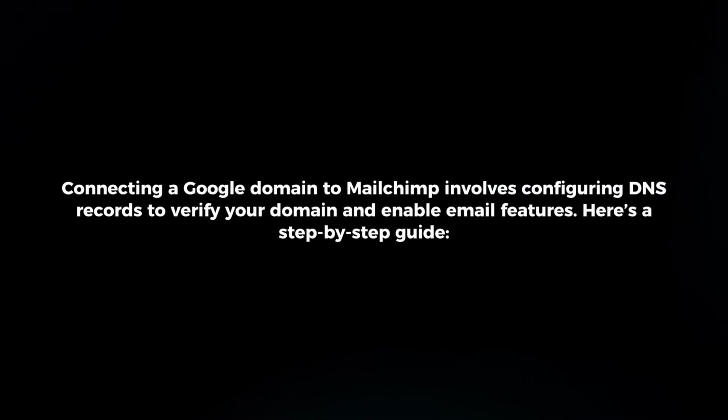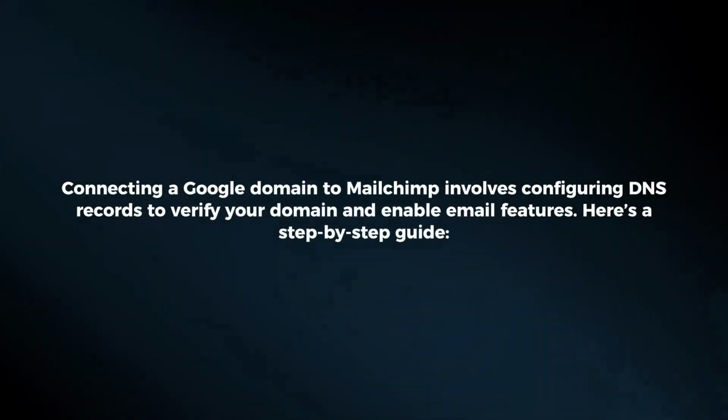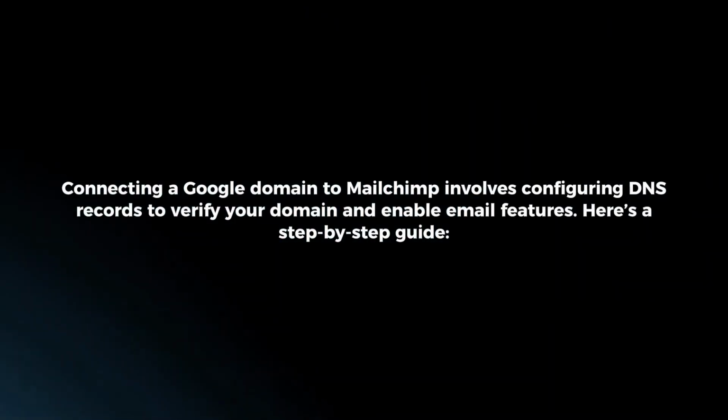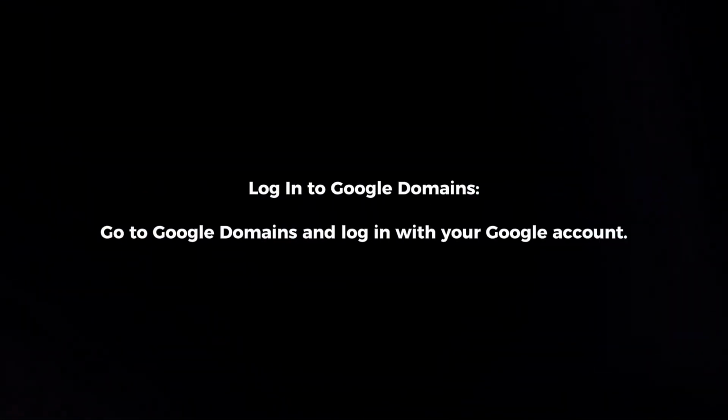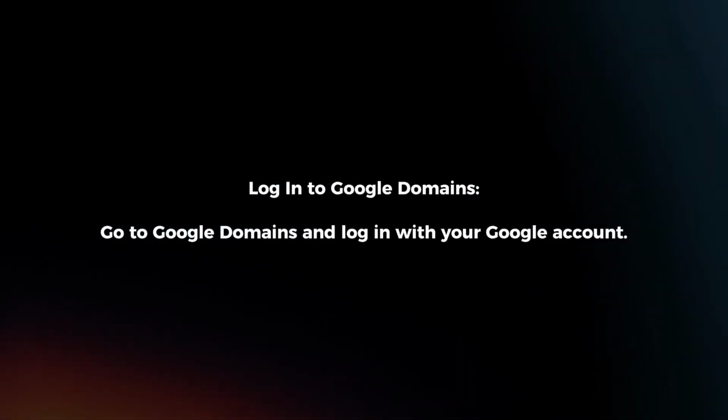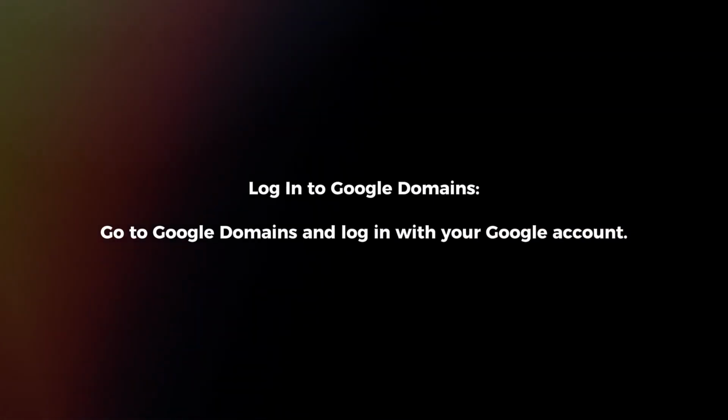Connecting a Google domain to Mailchimp involves configuring DNS records to verify your domain and enable email features. Here's a step-by-step guide. Log into Google Domains. Go to Google Domains and log in with your Google account.